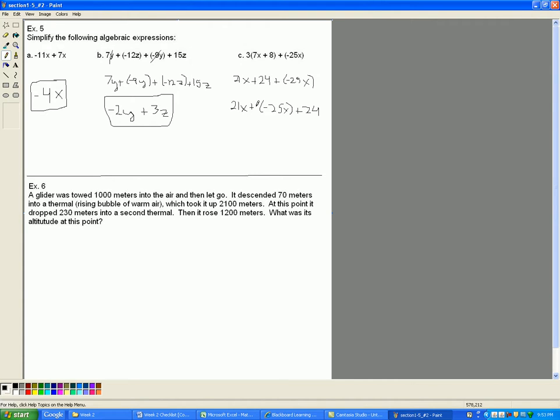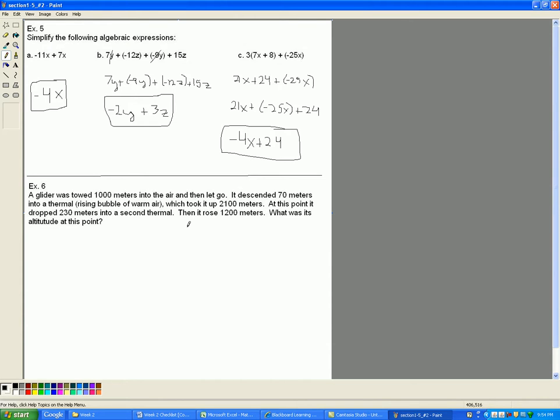So now we have 21x plus a negative 25x. We know that 21 plus a negative 25 gives us negative 4x. And the 24 has nothing else to combine with it. So we just say plus 24. And there's our answer.